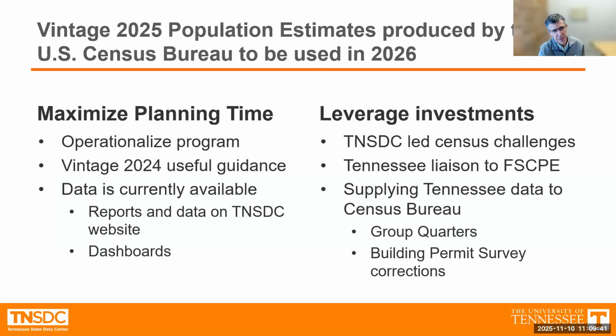For the information that will be published in the July 1, 2026 Certified Population Report, certified by the Department of Economic and Community Development, it will contain information that is largely based on the vintage 2025 population estimates produced by the U.S. Census Bureau. There are a couple of reasons why we're going in this direction in our first year. The first is that we want to maximize the amount of time that you have to prepare for the numbers, to see what they're going to look like. And we think this is probably the best way to do that.